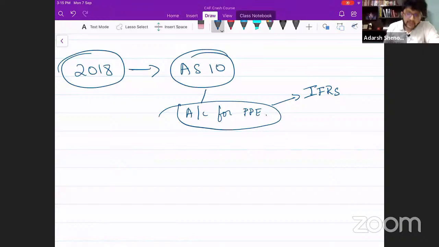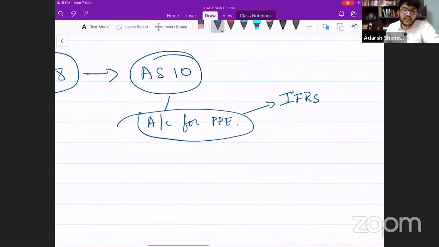Before, we used to have AS 6, which was an Indian-made, ICAI-made accounting standard. What does PPE stand for? I told you what PPE is initially. Property, plant, and equipment, which is fixed assets. It stands for property, plant, and equipment.